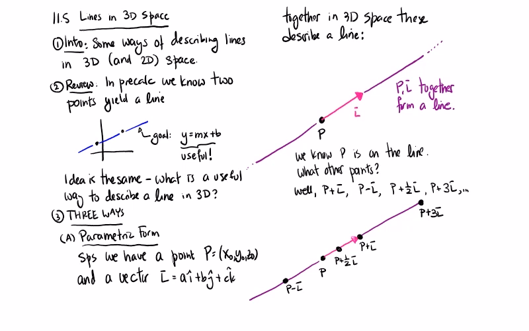So what we start to see is that I could take P and add any multiple of L to get a new point on the line, or, let's say, all the points on the line.